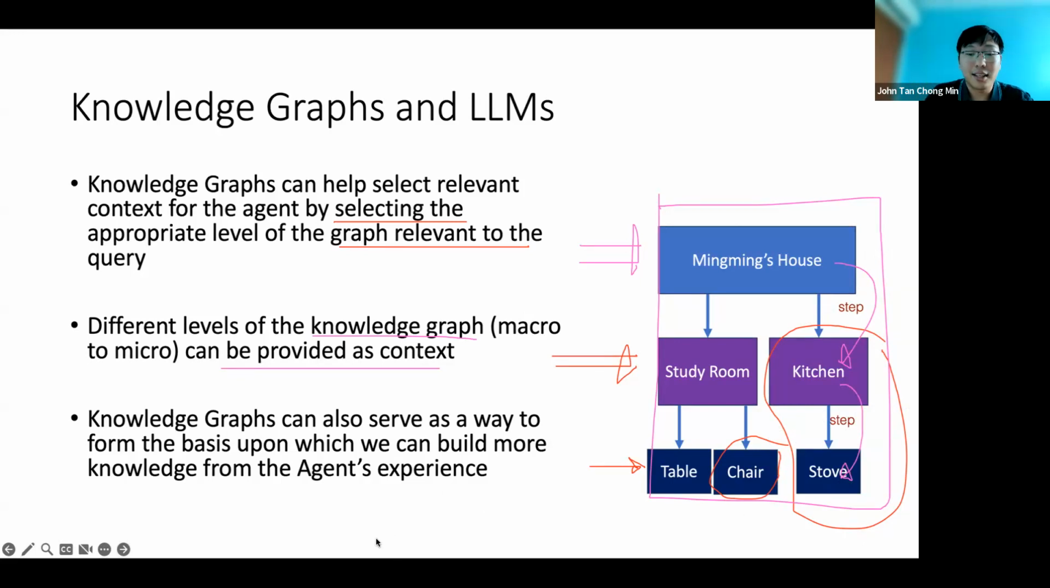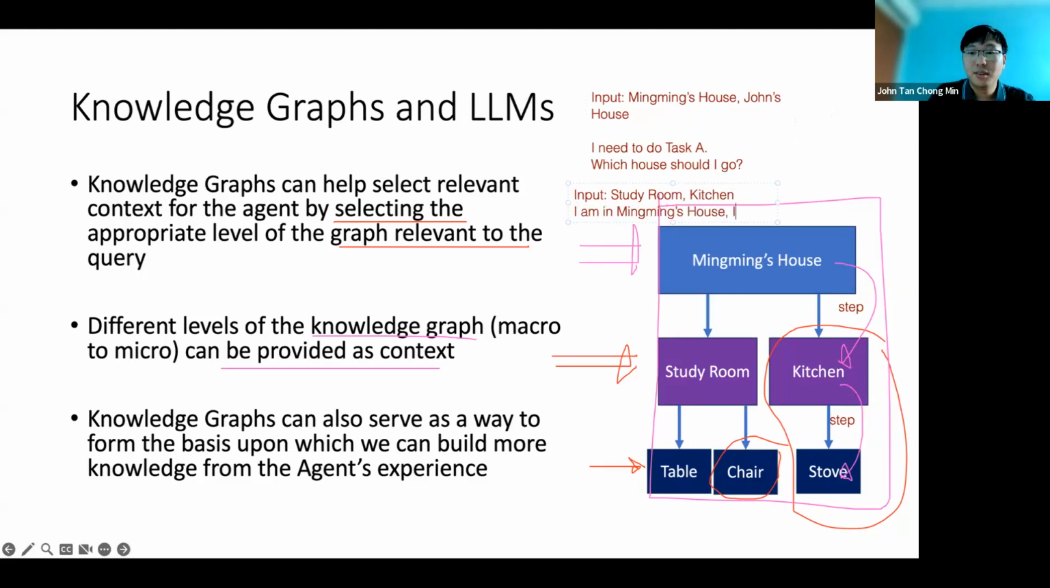So your input space will be like this: Ming Ming's house, John's house. So you can say, I need to do task A. Which house should I go? Right? Then the next level is like this. The input will be study room, kitchen. I am in Ming Ming's house. I need to do task A. Which room should I go? So you can see that this is the next level.